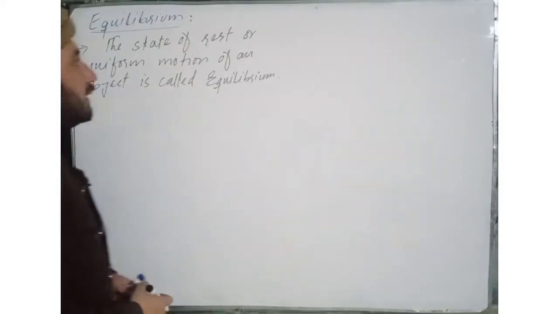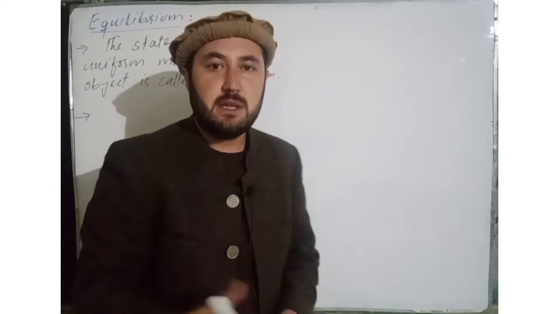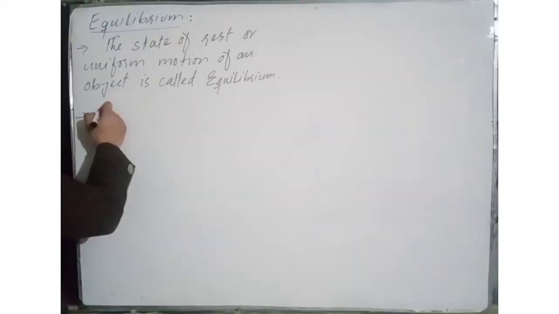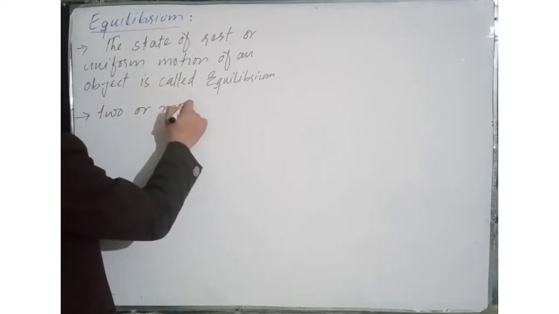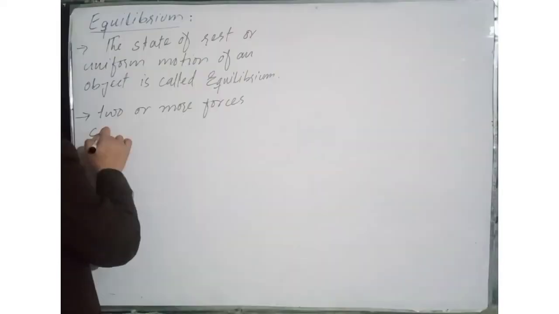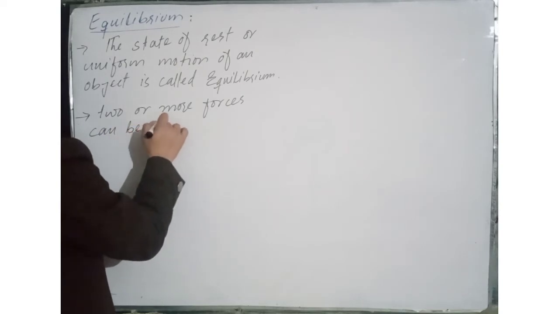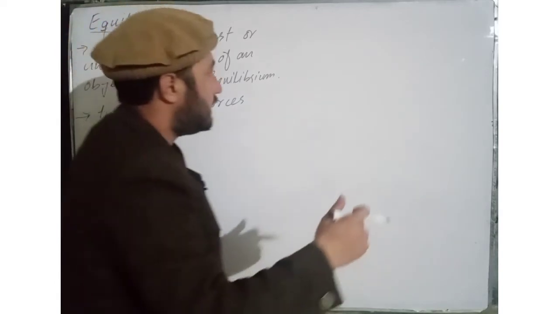Equilibrium, right? Okay, now there may be many types of forces acting on an object, and the net result of such forces turns out to be zero. So we can say that two or more forces can be there, right?